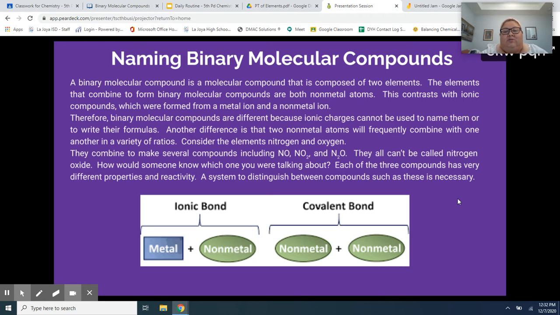No, we have to distinguish between the two. How would someone know which one you're talking about? Each of the three compounds has very different properties and reactivity. A system to distinguish between compounds such as these is necessary. Okay, so just a reminder, ionic is metal plus nonmetal, and covalent, which is what we have for molecular, is nonmetal plus another nonmetal.